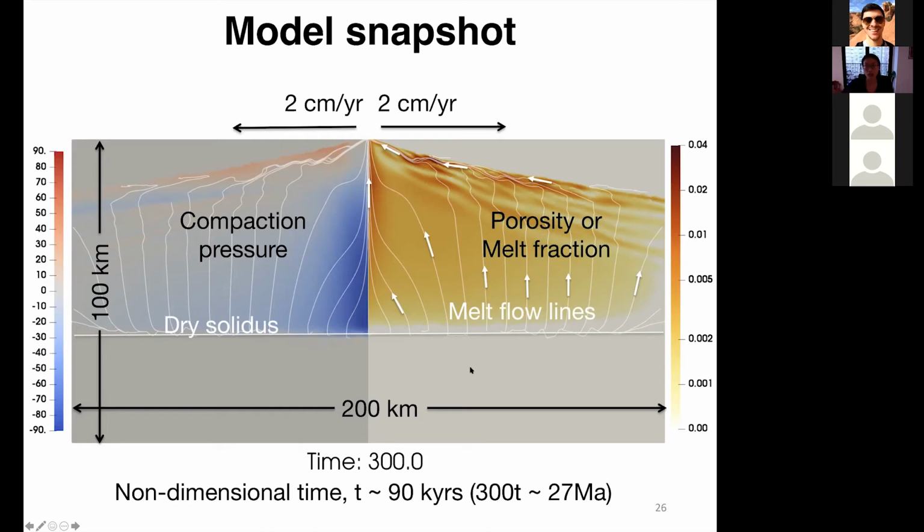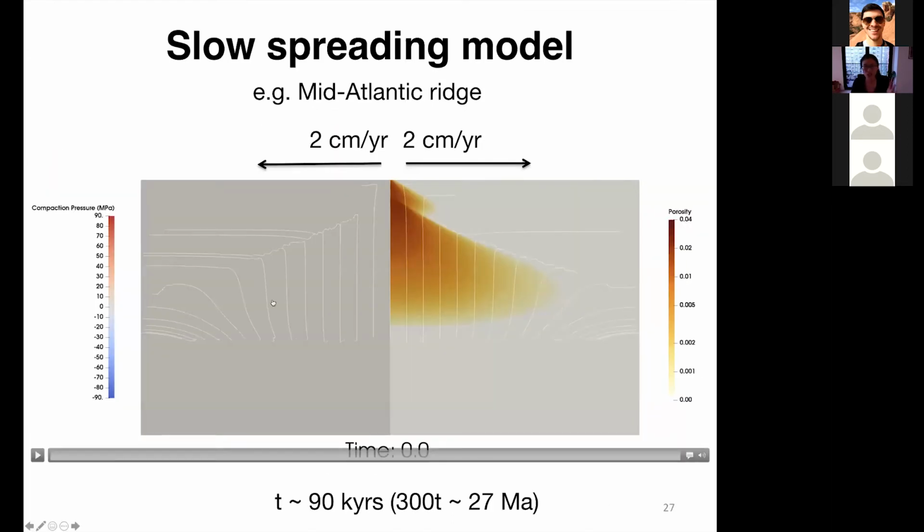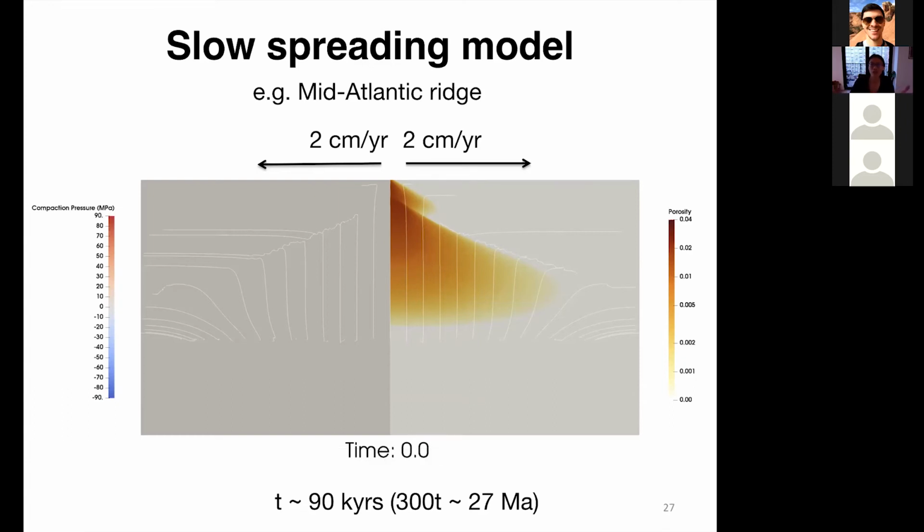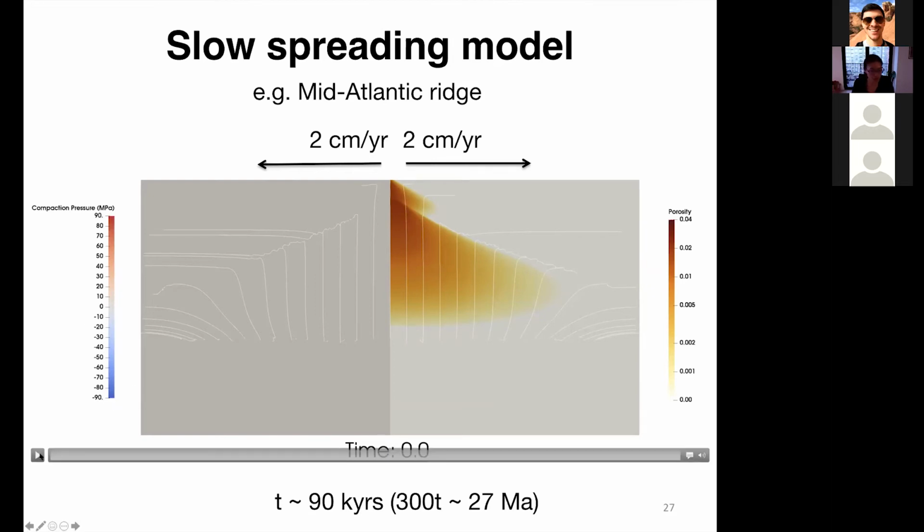Just a reminder that the time here is non-dimensional. So in this case, for a 2 centimeter half-spreading rate, which is the model I'm going to show, the non-dimensional time is about 90,000 years. So for the full numerical time I'm going to show you, it's about 27 million years. Pretty amazing that you can see 27 million years in a few tens of seconds or so. I'm showing the model with half-spreading rates of 2 centimeters per year, which is representative of slow spreading such as at the Mid-Atlantic Ridge. So I'm going to start here, hopefully it plays.